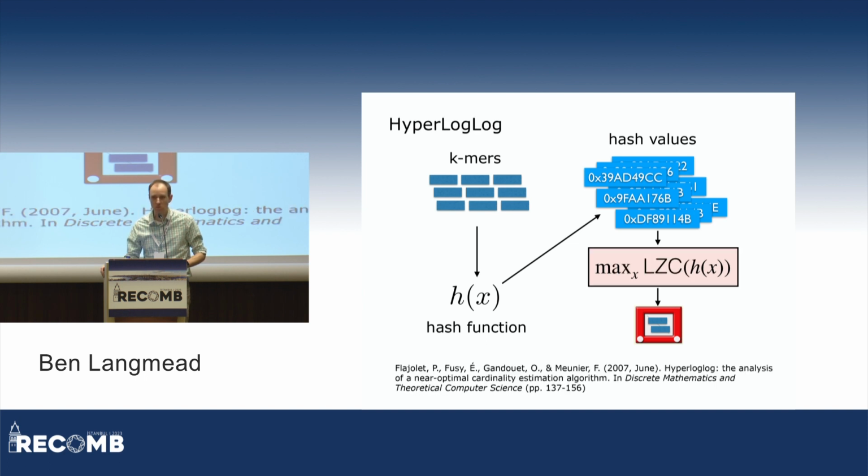HyperLogLog is not so dissimilar. The main difference is the function that we use to decide how the hash values influence the sketch. In this case, we take the maximum of the leading zero count of the hash value. Leading zero count is just how far to the right do we have to go before we see the first one among the most significant digits of the hash value.